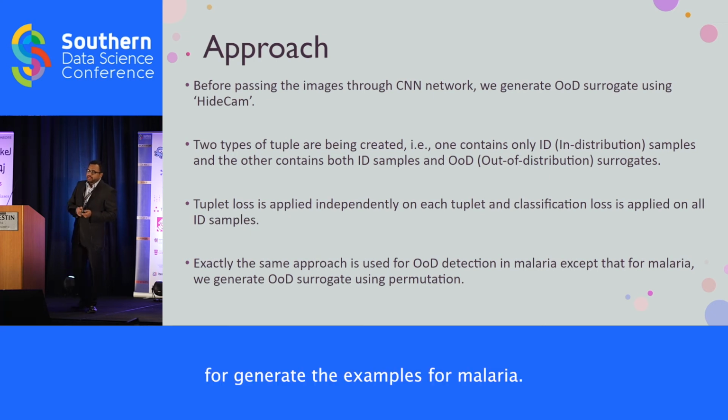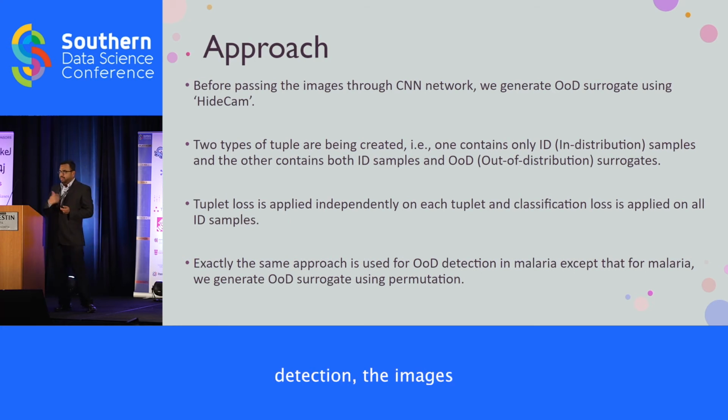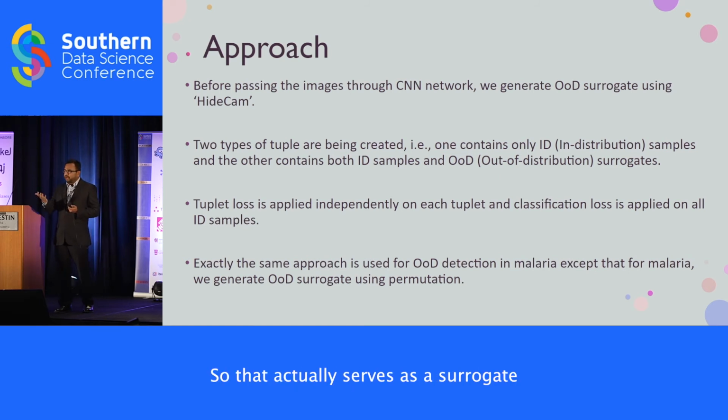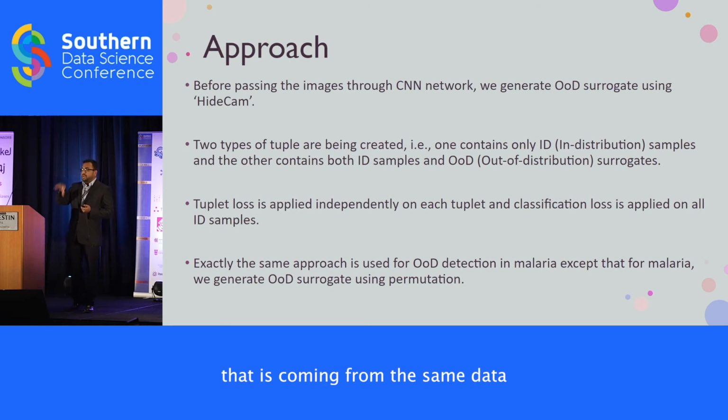For generating the examples for malaria, the images which we have, the sequence of patches is very important. So we randomly permuted those sequences, so that serves as a surrogate that is coming from the same data, the out-of-distribution data.